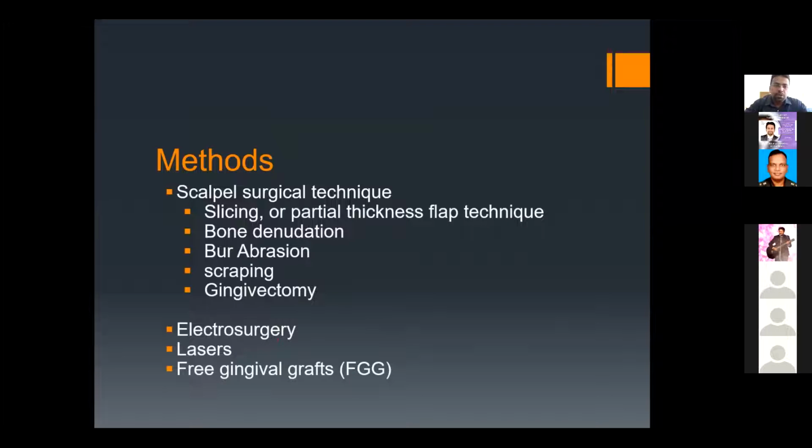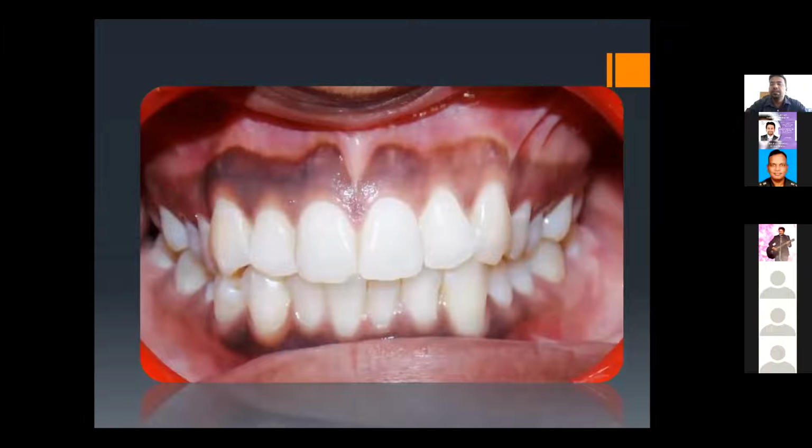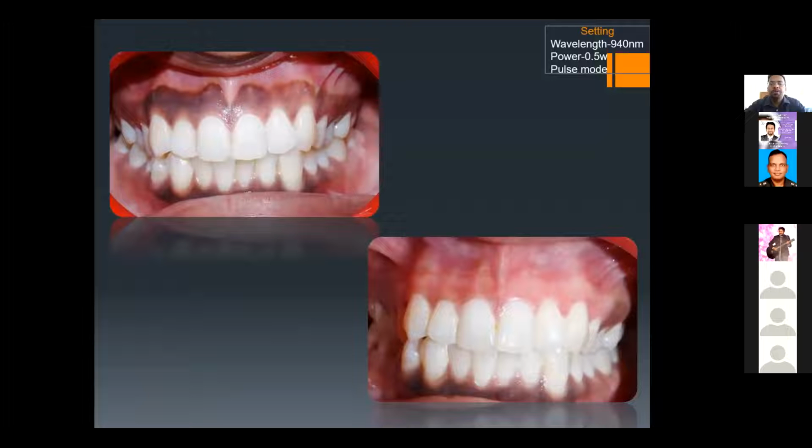The methods include the scalpel surgical technique, slicing or partial thickness flap technique, then bone denudation, then burr abrasion technique, scraping, gingivectomy, electrosurgery, lasers, and free gingival graft. So we have performed the depigmentation with the help of lasers. This is a pre-operative photograph where we can see heavily pigmented gingiva is present, and in this post-operative photograph we can see a beautiful pink gingiva is formed post-operatively.